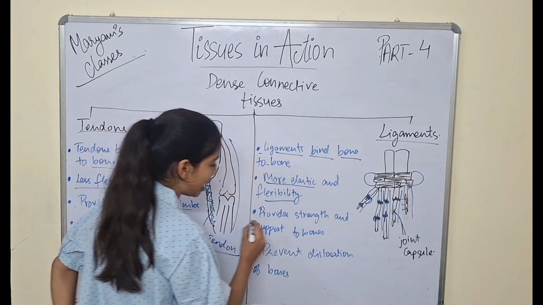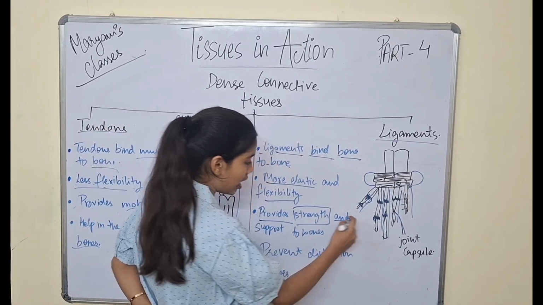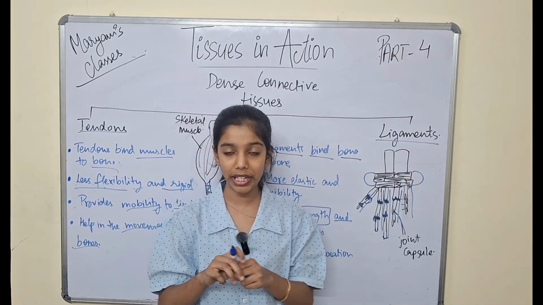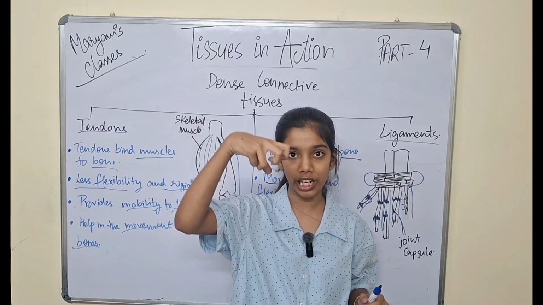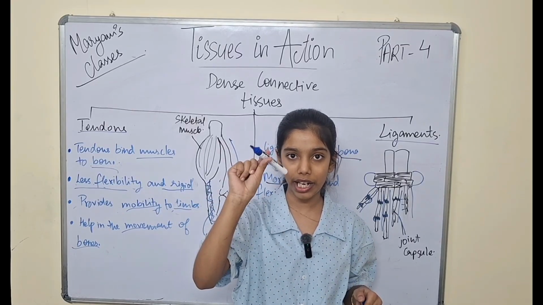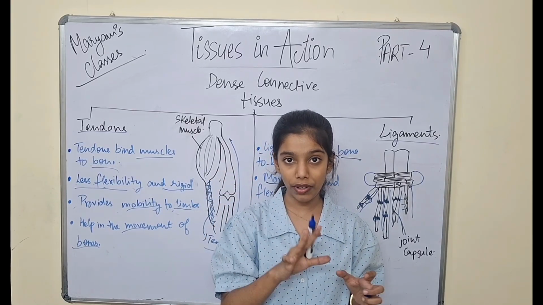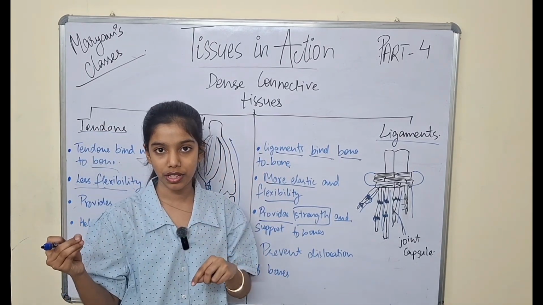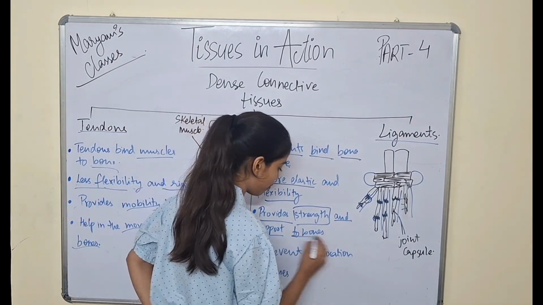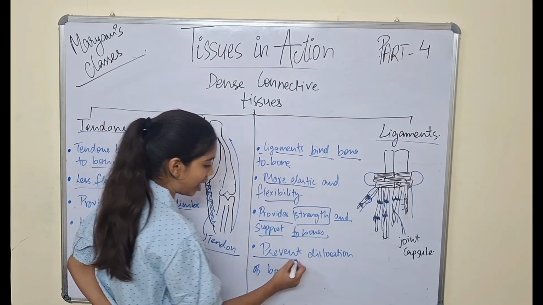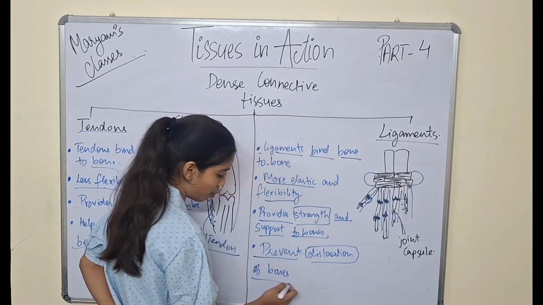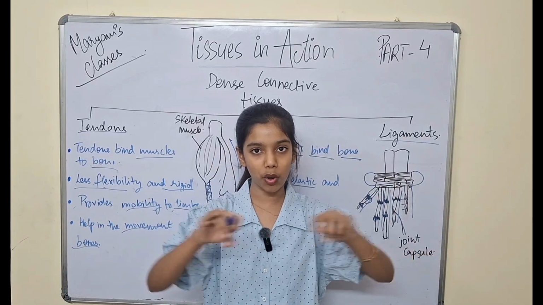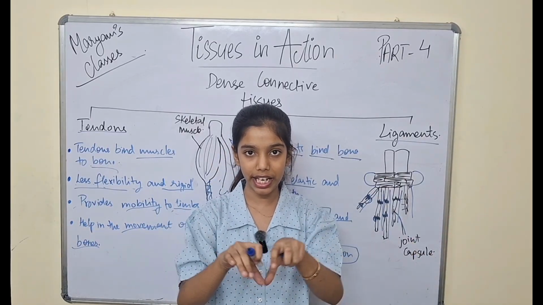Then it provides strength, not a type of strength like being strong, but strength like holding. I am holding a marker. This strength is because of ligament, because it provides strength and support to bones. And it prevents dislocation of bones. Like it connects the bones together.